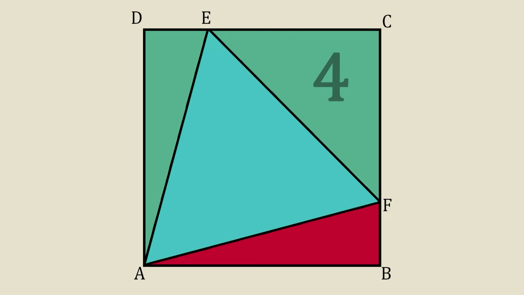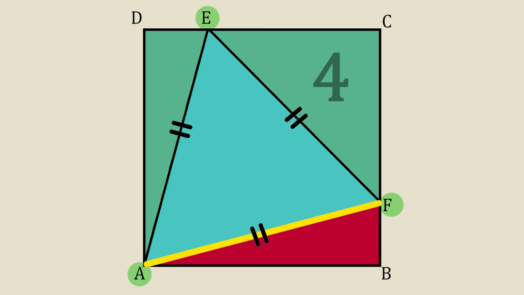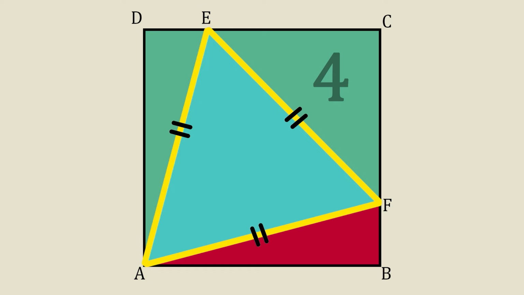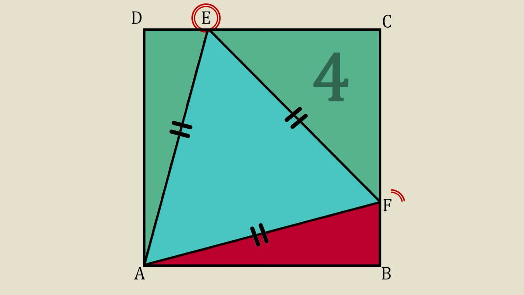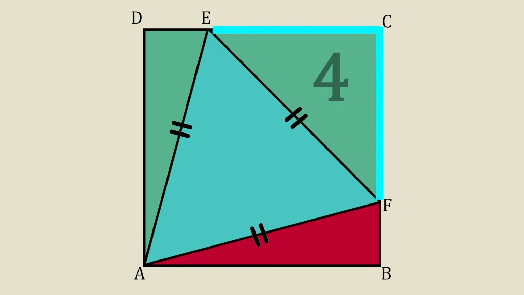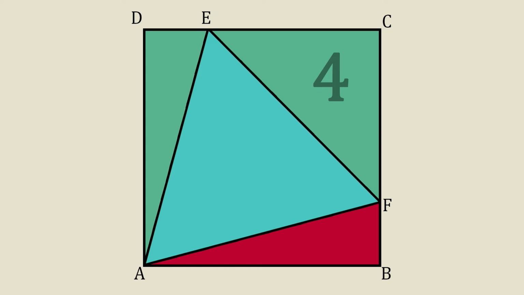First, let's break down what we know. The triangle AFE is equilateral. This means its sides, AF, FE, and AE, are all equal. Also, because its vertices E and F touch the square's sides symmetrically, the distances CE and CF must be equal. This makes our new triangle, FCE, an isosceles triangle. Since the angle at C is a 90-degree right angle, the other two angles must each be 45 degrees.